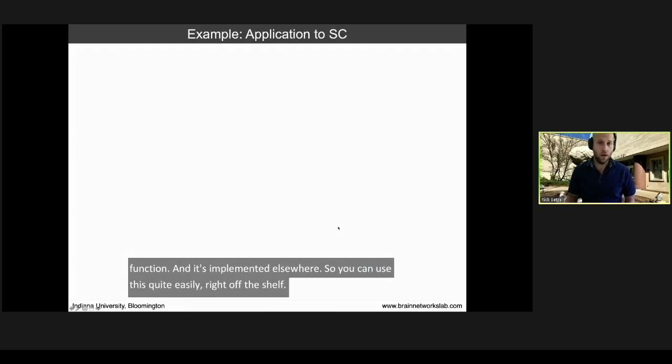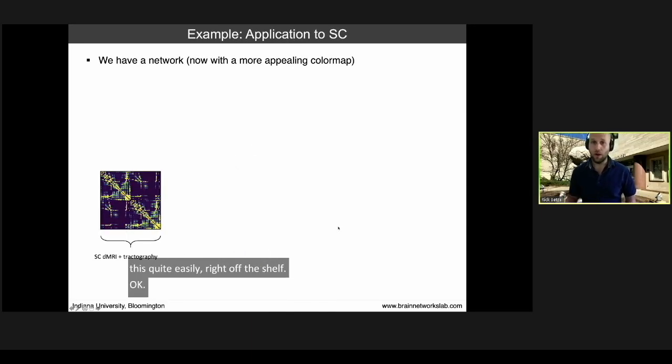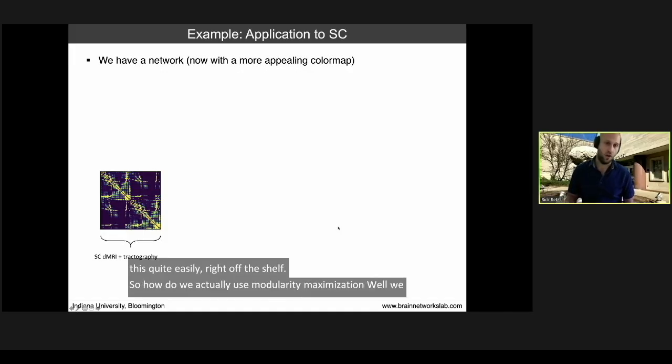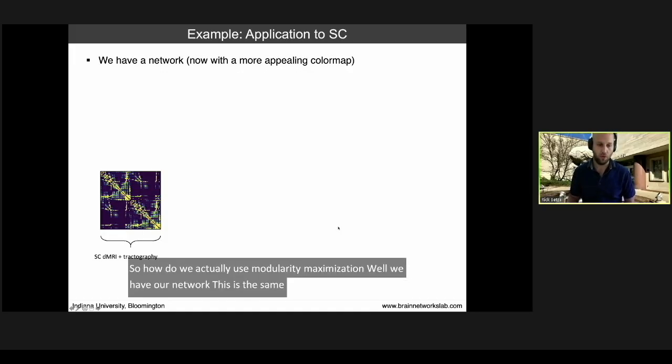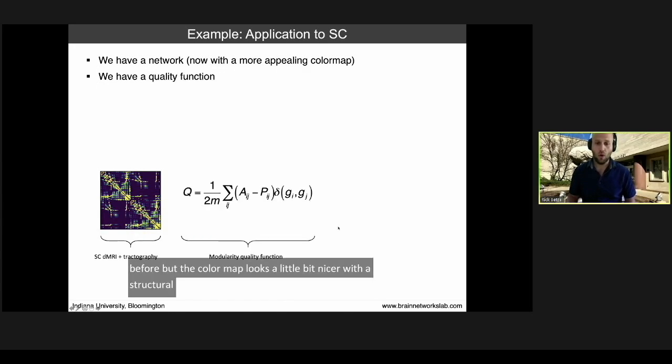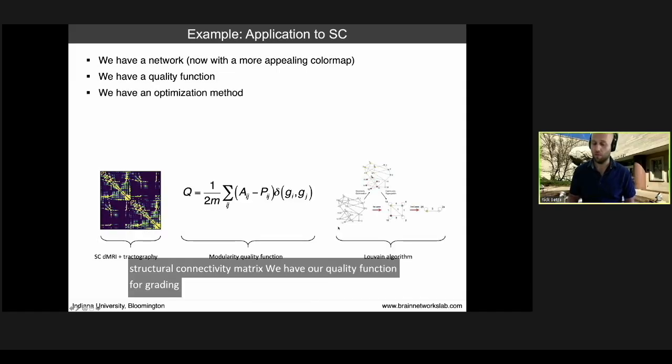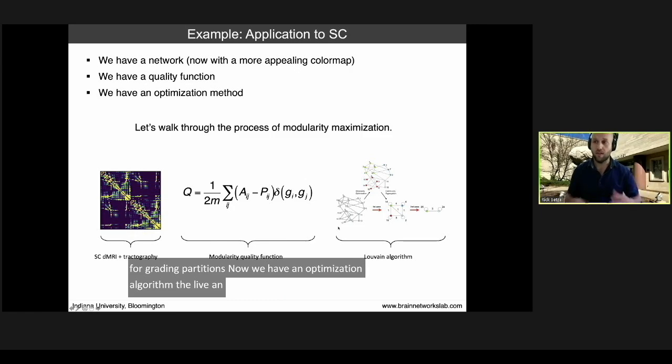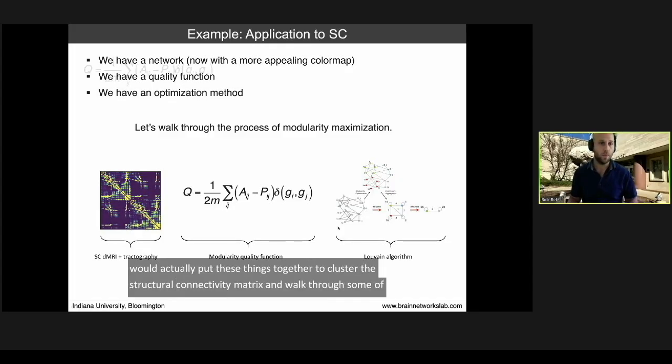Okay, so how do we actually use modularity maximization? Well, we have our network. This is the same observed network as before, but the color map looks a little bit nicer with the structural connectivity matrix. We have our quality function for grading partitions, and we have an optimization algorithm, the Louvain algorithm. So let's go through how we would actually put these things together to cluster the structural connectivity matrix and walk through some of the challenges that we might encounter along the way.